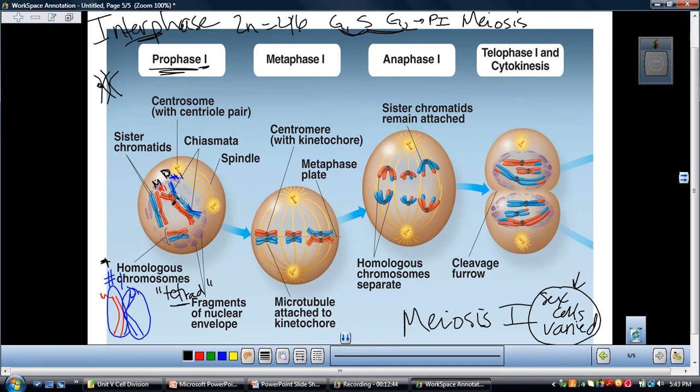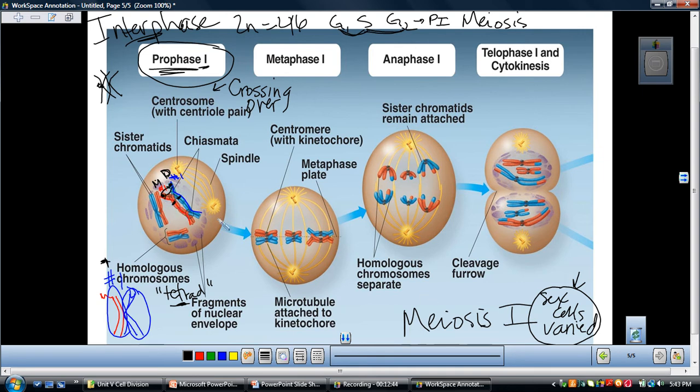Because whenever these come together and form this tetrad, there's an amazing process that occurs called crossing over. Okay, crossing over. And it happens right there in prophase 1. What do I mean by crossing over? A piece of this blue chromosome can break off and switch with a piece of the red one. These can actually swap.